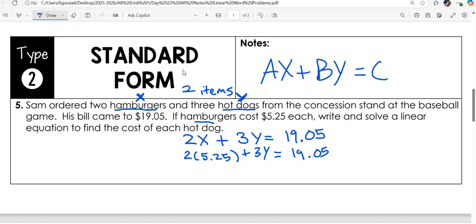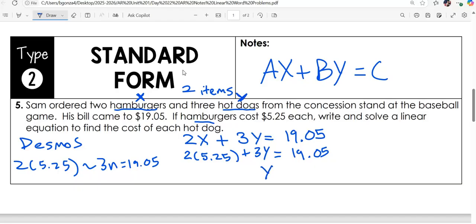Now, do you know the easy way to use Desmos to solve this? So in Desmos, the easy way to do this is use squiggle and use N. 2 times 5.25, squiggly, 3N equals 19.05. And I'm going to let y'all do that for me. What does it equal?